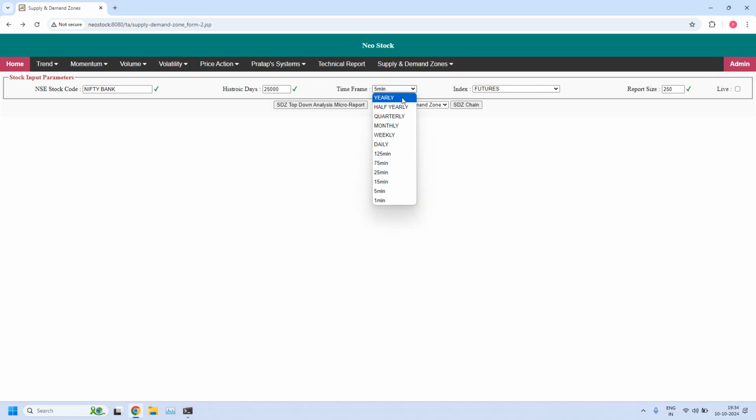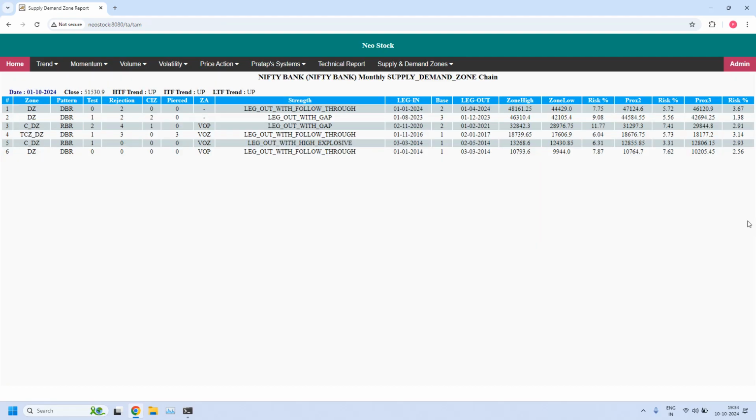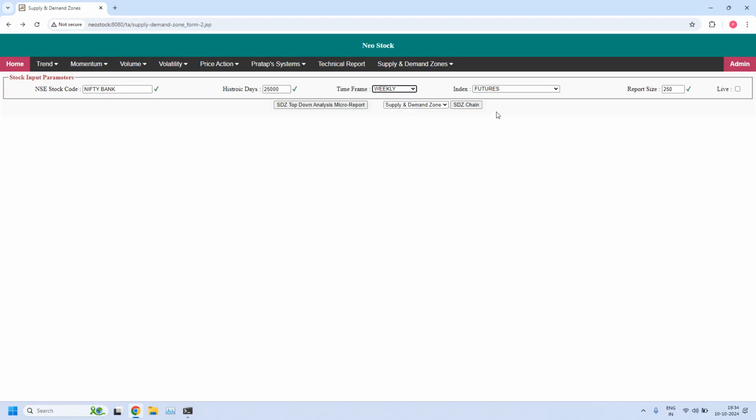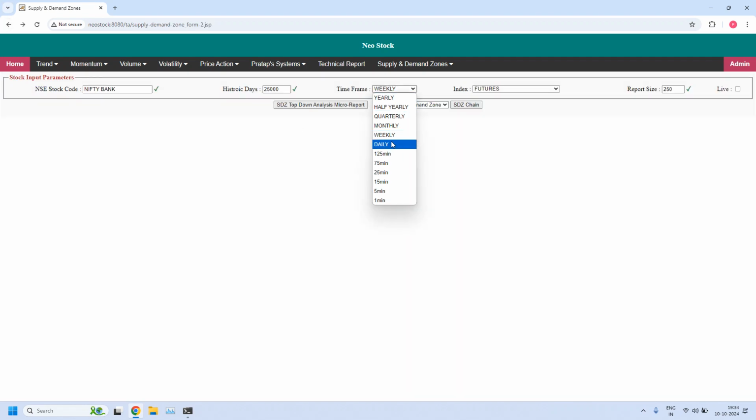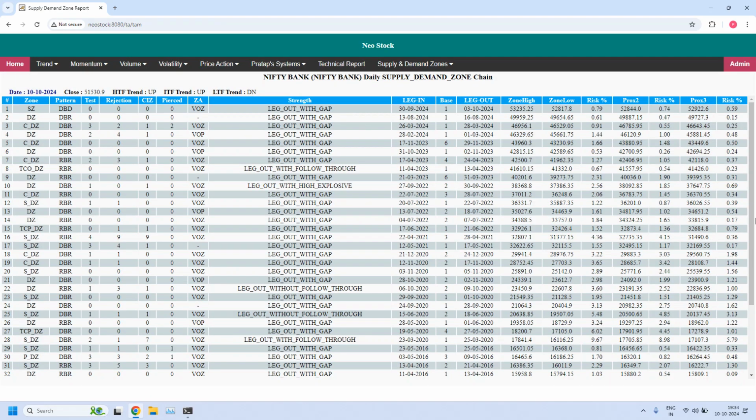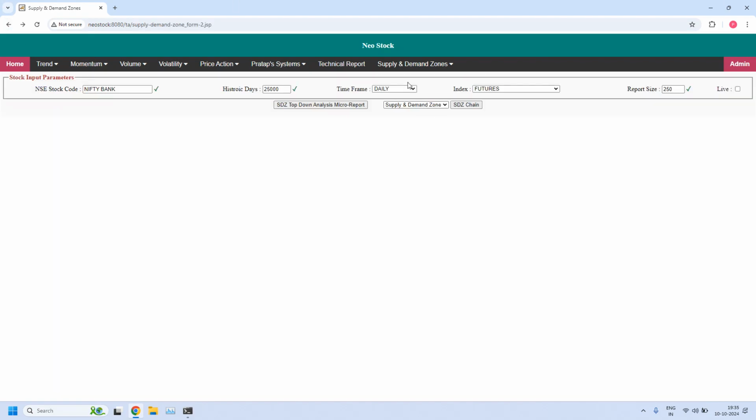Let's start from monthly time frame, generating monthly supply demand zone chain for BANKNIFTY. Next time frame is weekly. So this is weekly supply demand zone chain for BANKNIFTY. Next time frame is daily, generating daily supply demand zone chain for BANKNIFTY. Okay, the next time frame is 125 minutes, generating 125 minute supply demand zone chain for BANKNIFTY.